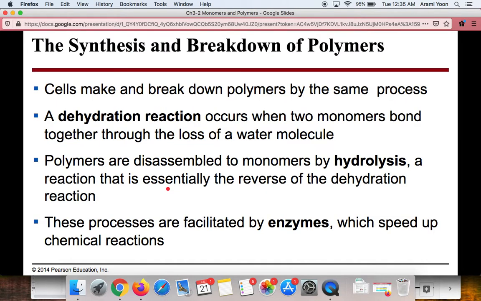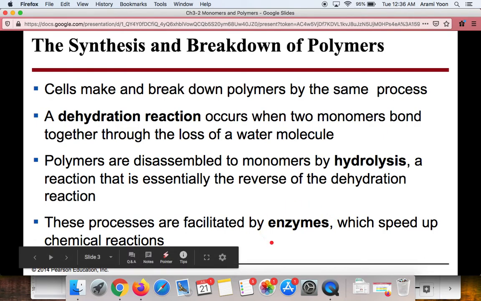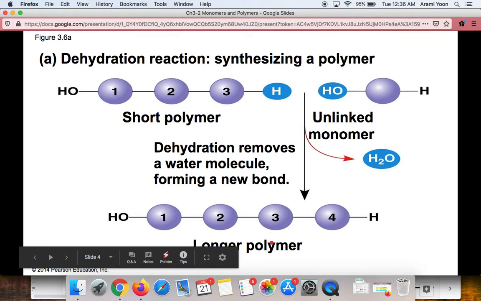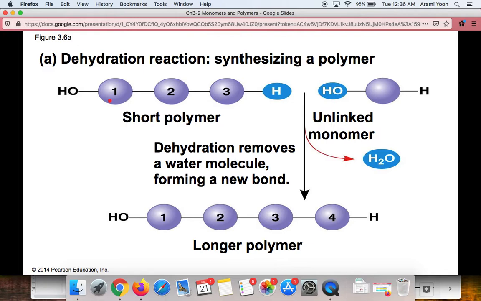But basically, polymers are what you get when you take a bunch of monomers and you string them together. And the way that you string them together is what we call a dehydration reaction. Conversely, the way that you'd break apart a polymer is through a process called hydrolysis. And whether you put monomers together or whether you break them apart, you're going to need to use enzymes in order to do so. So here we have a graphic that shows you how that happens.